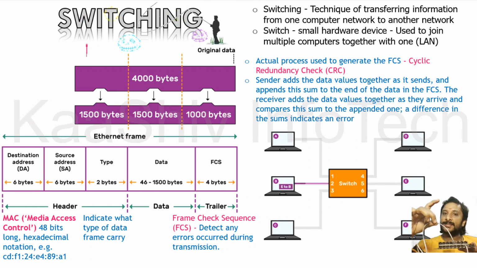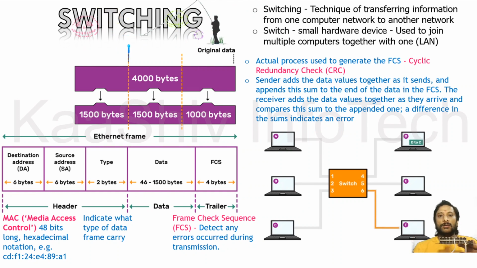I'm sending ABC, which is 1, 2, 3 internally, and the FCS is 6. But here, instead of ABC, I got ABD. A is equal to 1, B is equal to 2, D is equal to 4. 1 plus 2 plus 4 is 7. FCS is 6, but I'm getting 7. So the data is wrong, which is a problem. This is how they will identify it. This is how security is maintained in the data link layer using switches.